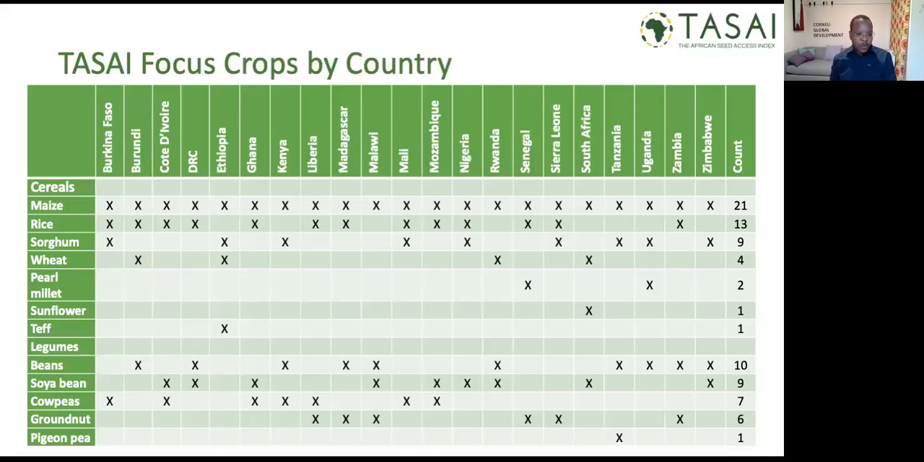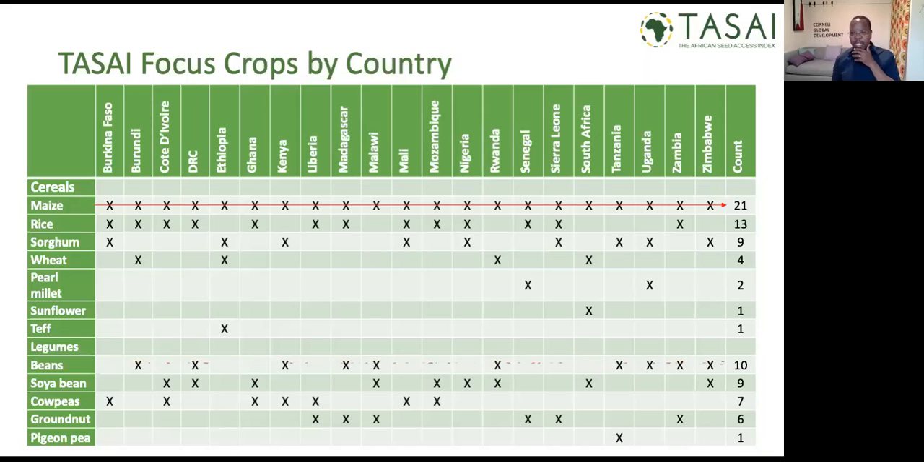The focus crops that we work with, remember I said that we take 4 key crops per country. You can see for cereals, maize is the most popular crop, so we track maize across all the different African countries. We also look at rice, sorghum, wheat, pearl millet, sunflower, and teff. Teff is only for Ethiopia. And for legumes, we look at beans, soybean, cowpeas, groundnut, and pigeon peas. The most popular crop happens to be sugar beans for the legumes.